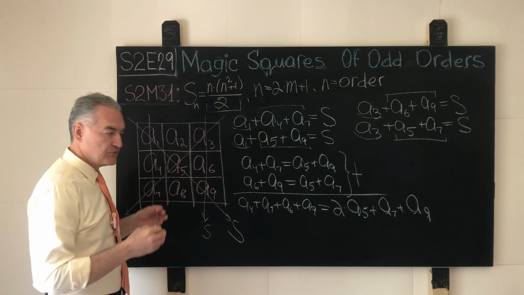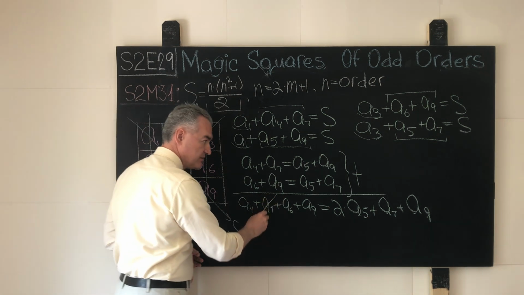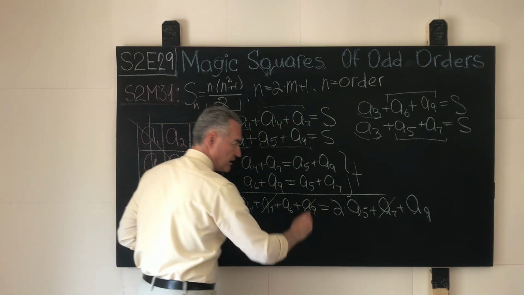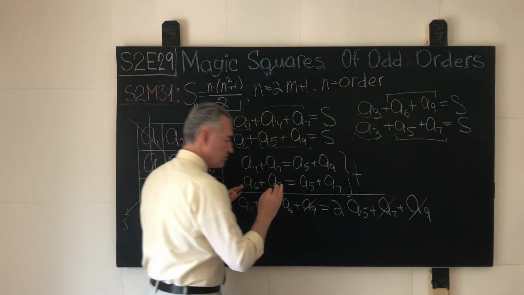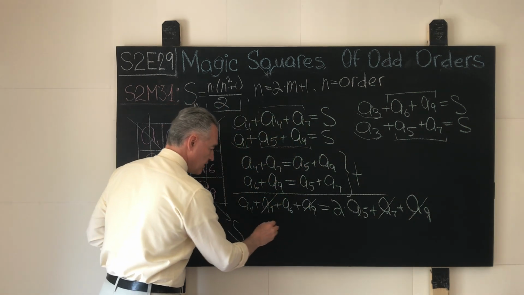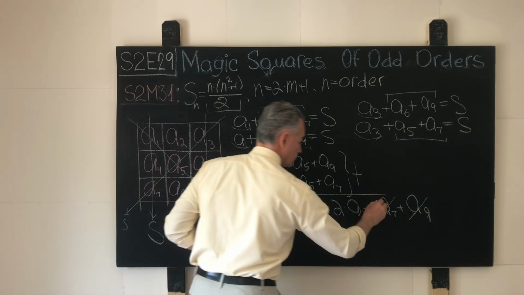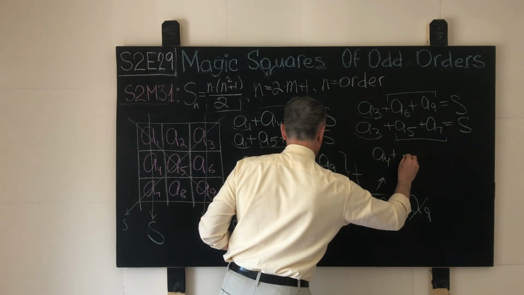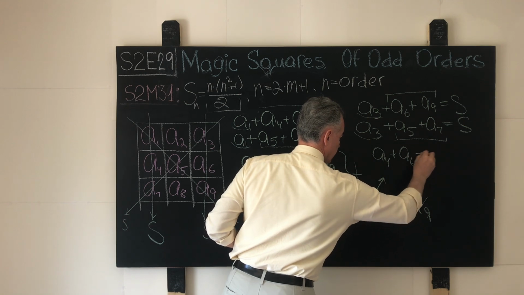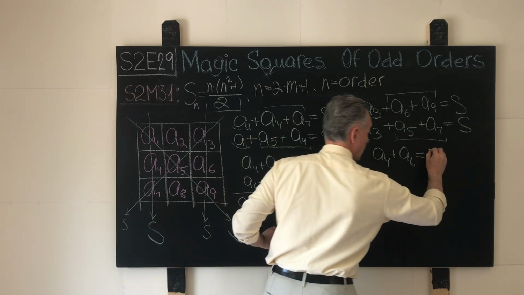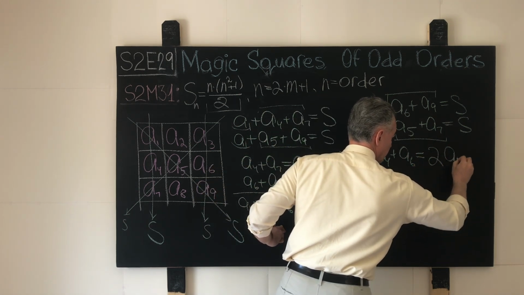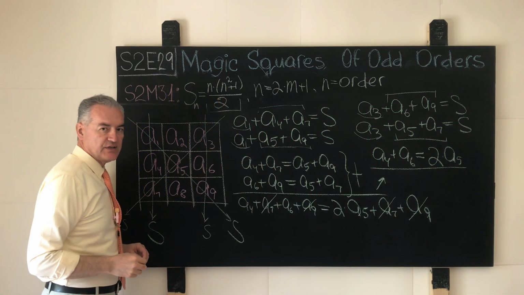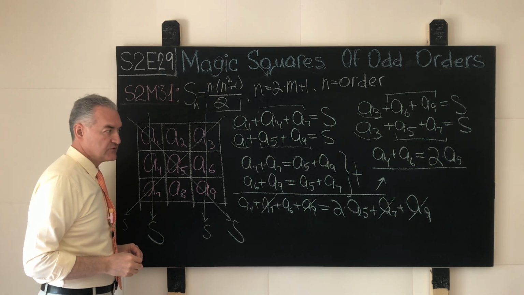Now we witness what? Favorable cancellations. a7, a7, goodbye. a9, a9, goodbye. What do we have left? a4, let's write it down over here. a4 plus a6 is equal to 2 times a5. You see this? a4 plus a6 is twice the value of a5.